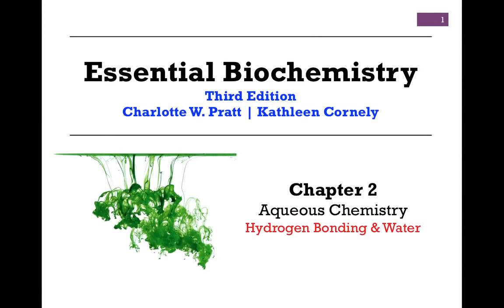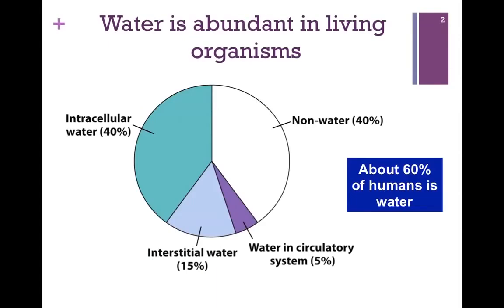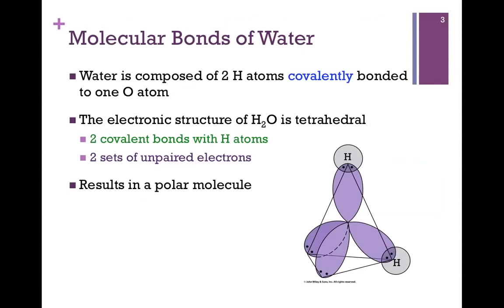This is our second video on Chapter 2, Aqueous Chemistry. We'll be looking at water and some of its interesting properties, but more particularly at hydrogen bonding. As far as our biological molecules, we're more carbon than anything else, but by mass we're mostly water, about 60%. So let's look at some of the bonding interactions in water.